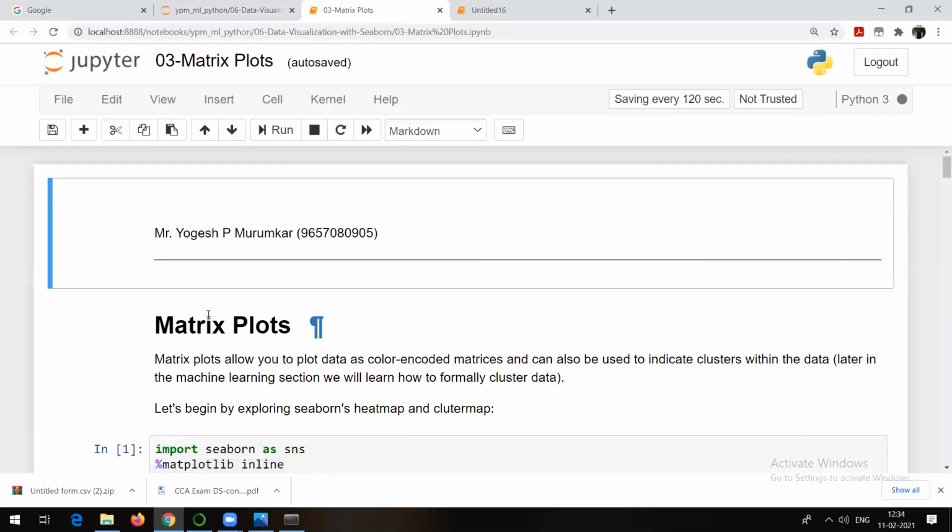Matrix plots is not going to take that much of time. We will finish all these things today itself, so that in the next class I will be starting with the machine learning algorithms directly. Okay.